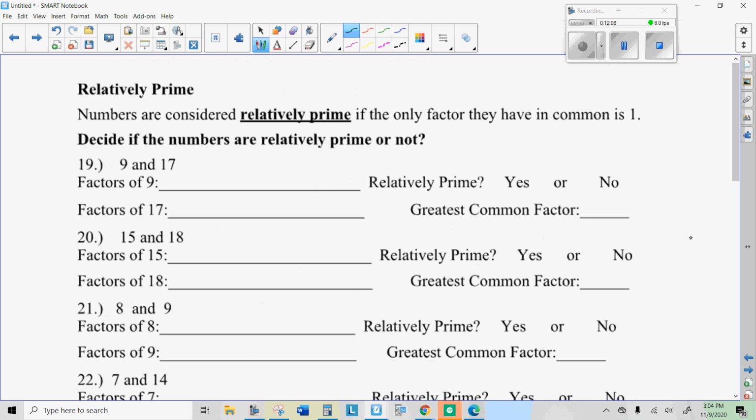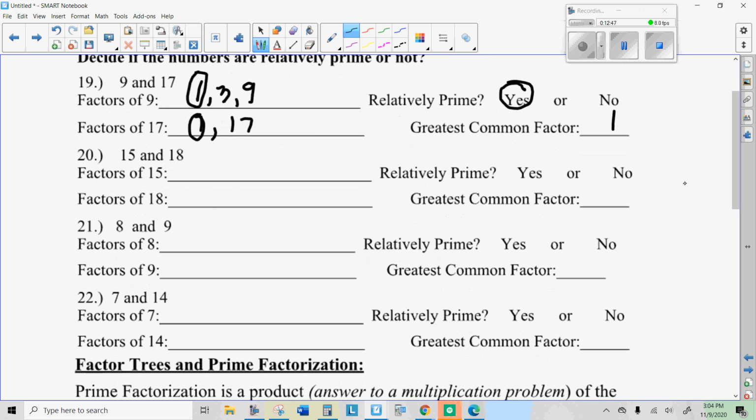All right. So let's talk about what relatively prime means. Numbers are considered relatively prime if the only factor they have in common is 1. In other words, there's no number you can divide both numbers by other than 1. Like the factors of 9 are 1, 3, and 9. The factors of 17 are 1 and 17. The biggest factor they have in common is 1, and that makes them relatively prime. So the greatest common factor is 1.